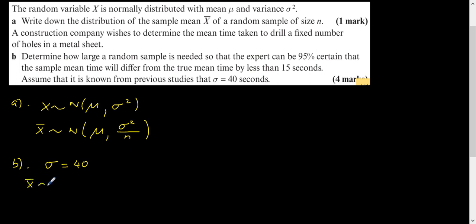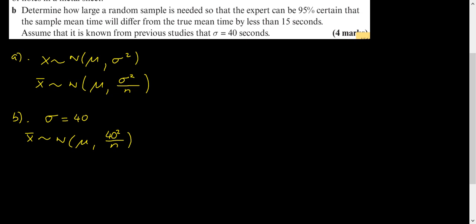First of all, I'm just going to say that X bar is distributed normally with mu and 40 squared over n. Okay, that's what I'm just going to write down so that it's out of my head and it's on the page. So this distribution looks like this. Right, there's my mu.